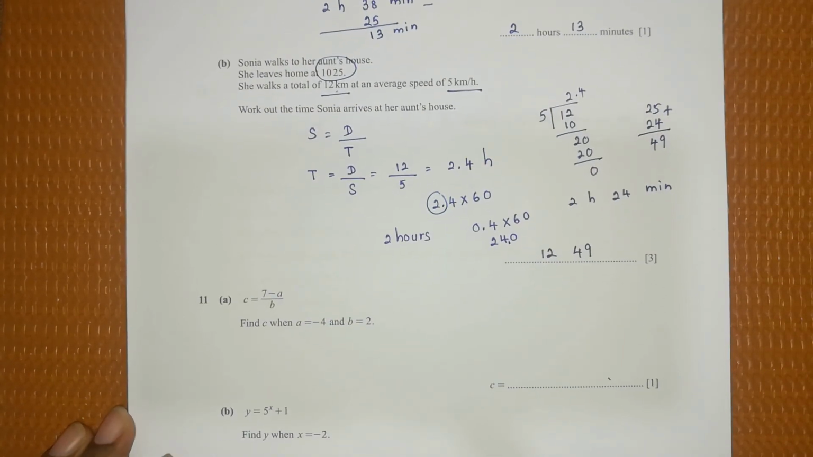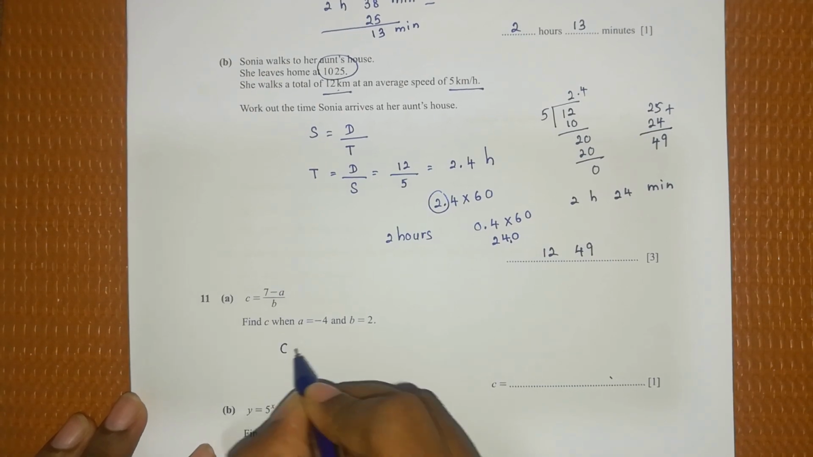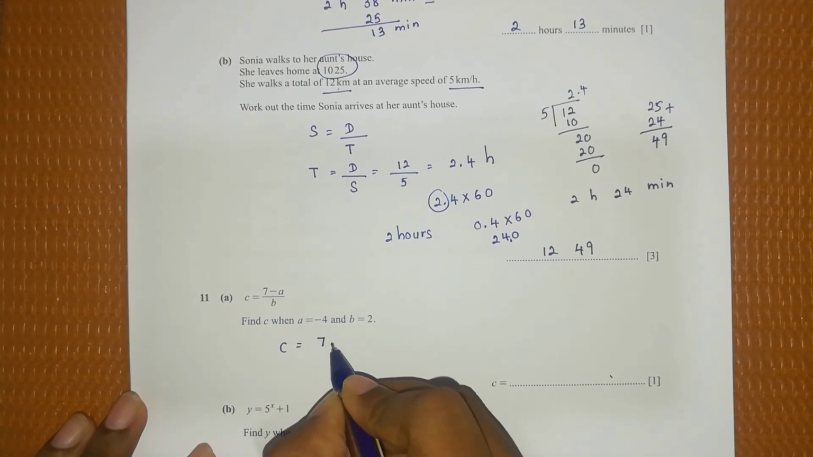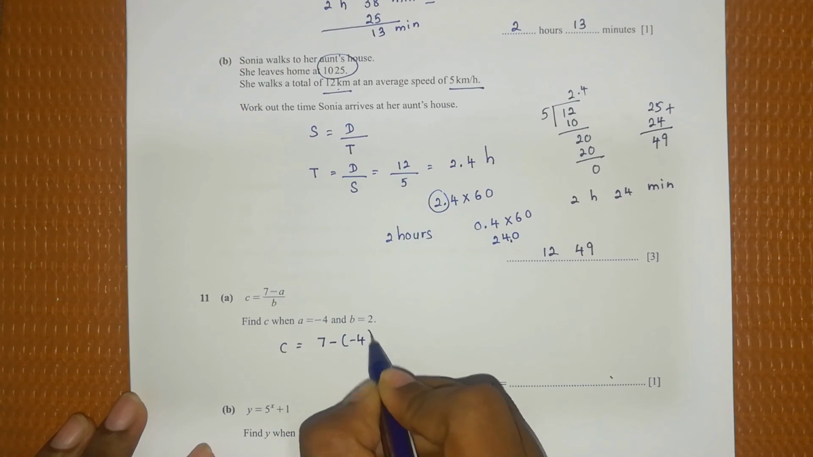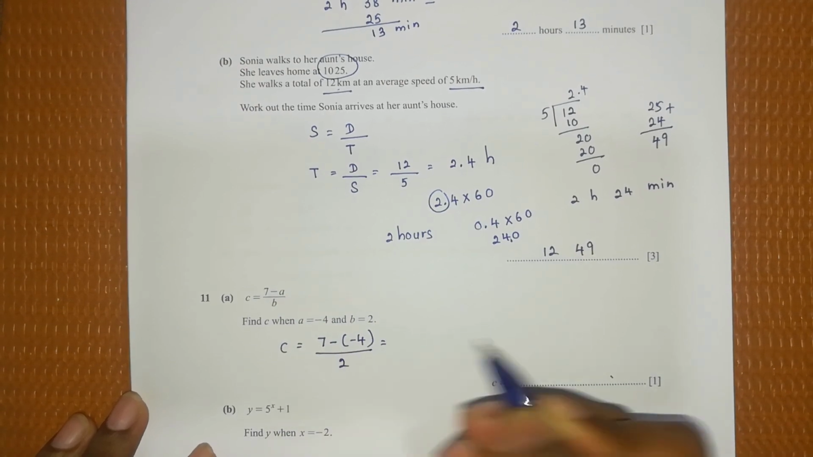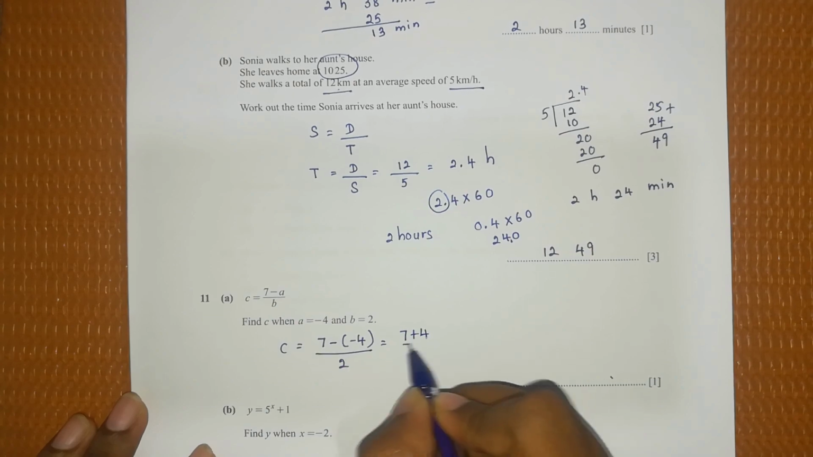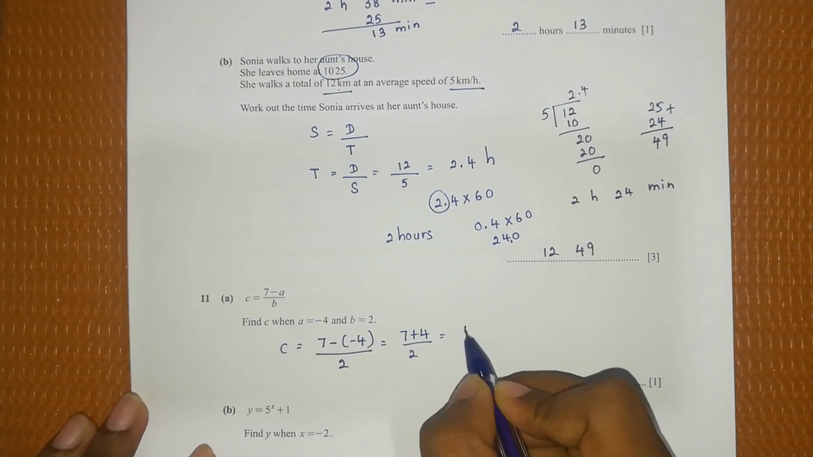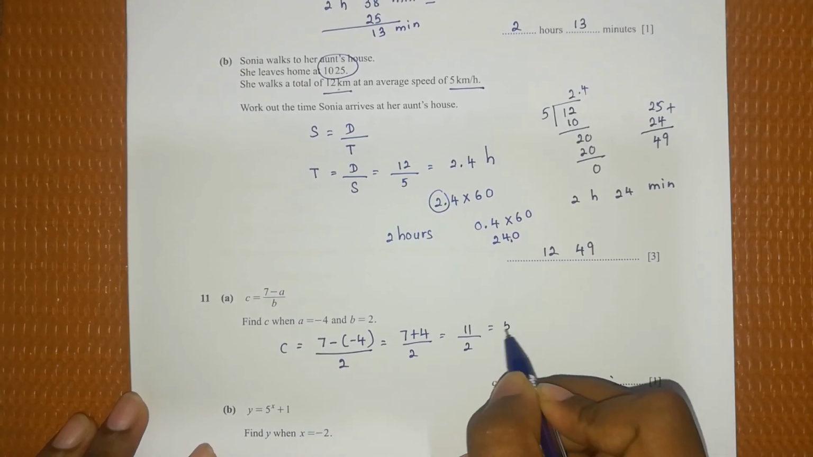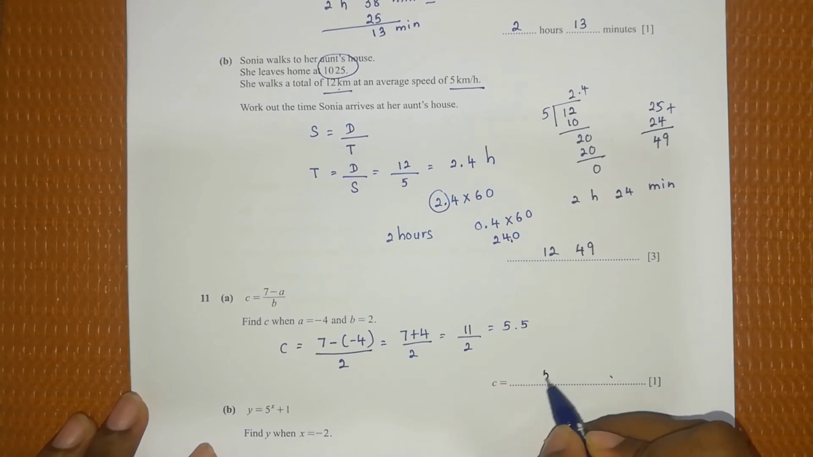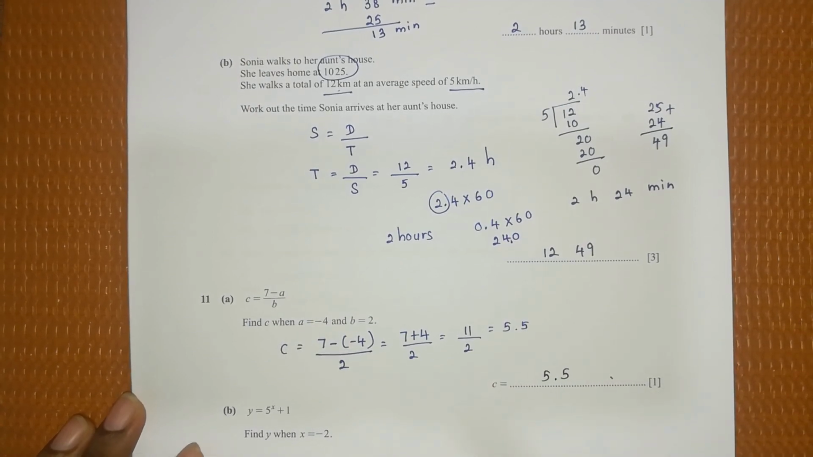Question number 11. Part A, you are given a formula. Find C when A equals -4 and B equals 2. C equals 7 minus -4, divided by 2. Here negative becomes positive. 7 plus 4 divided by 2. 11 divided by 2, 5.5. So the answer is 5.5.